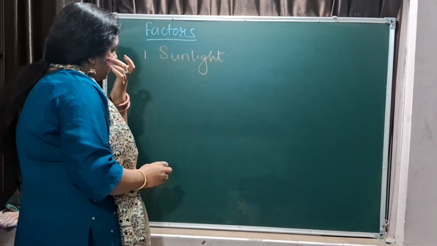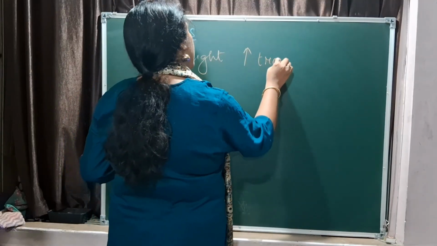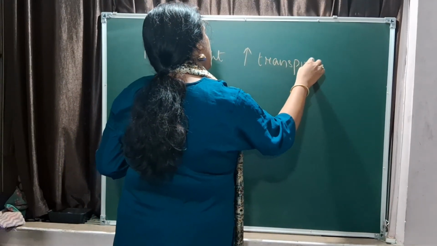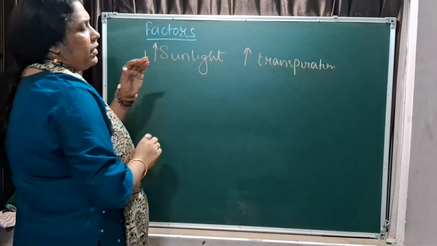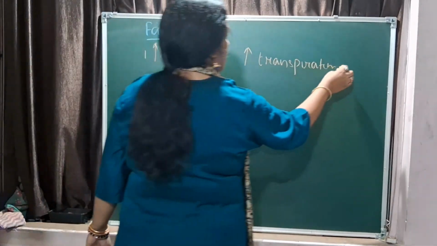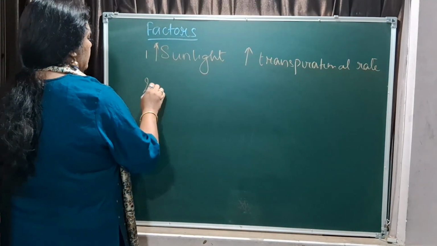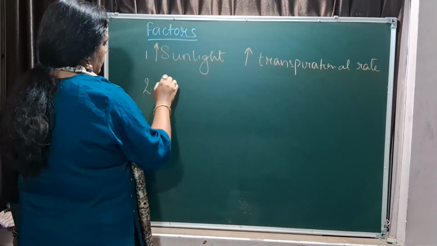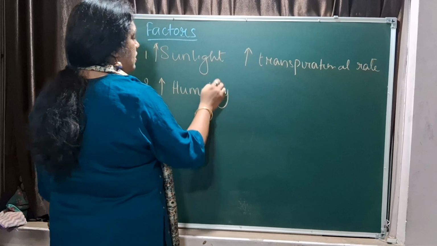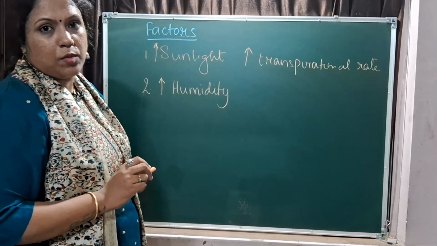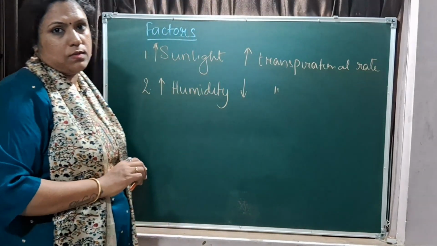When you have high intensity of sunlight, that means heat is high, then the rate of transpiration is also high. So you have increased sunlight, you have increased transpirational rate. Then you have humidity. Increase in humidity. Now since humidity is high, that means there is water content in the atmosphere. So obviously the rate of transpiration will go down.